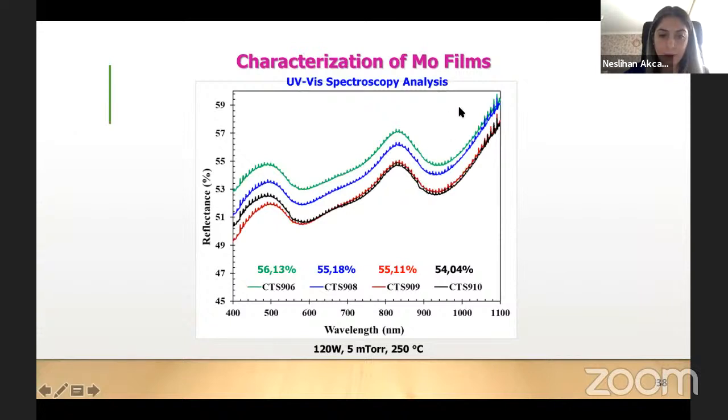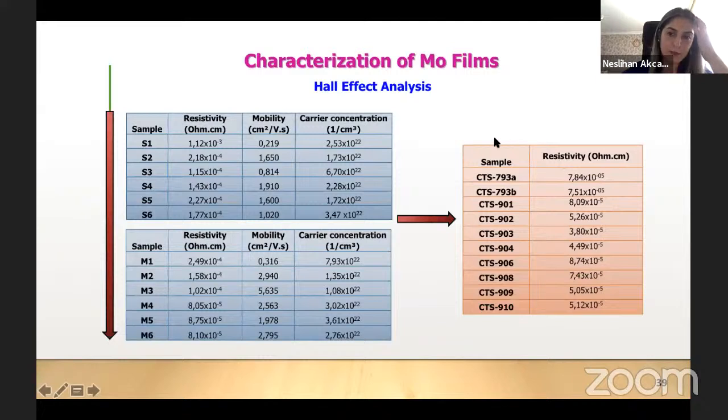And we repeated our production for aluminum oxide coated soda lime glass substrates. We obtained similar results for these substrates. Here you see the resistivity of the films decreased up to the order of 10 to minus 5 ohm centimeter.